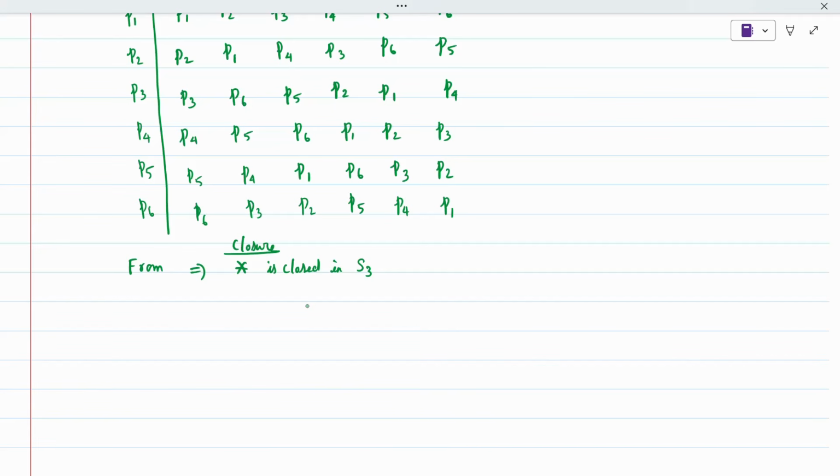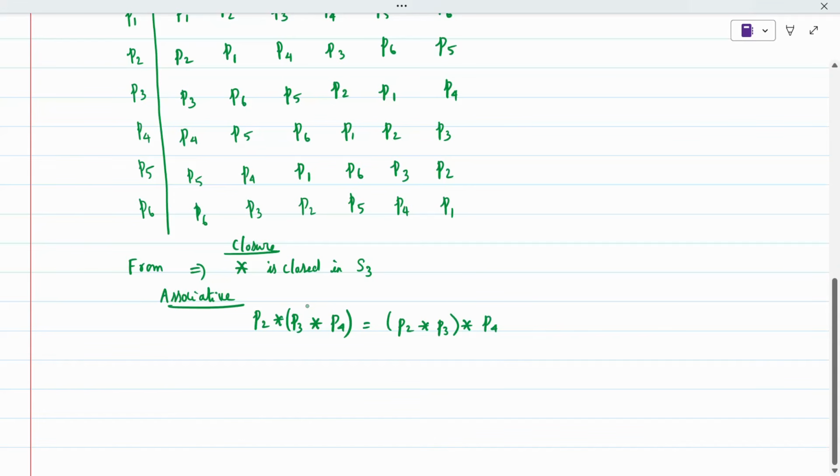Same way, second is associative. You check any two elements only, randomly we will check it. When we take permutations, it's nothing but P2 into P3 into P4, which is nothing but open bracket P2 into P3 star operation P4. When we multiply it, now you check. So P3 into P4, what is the answer? P3 into P4 is nothing but P2.